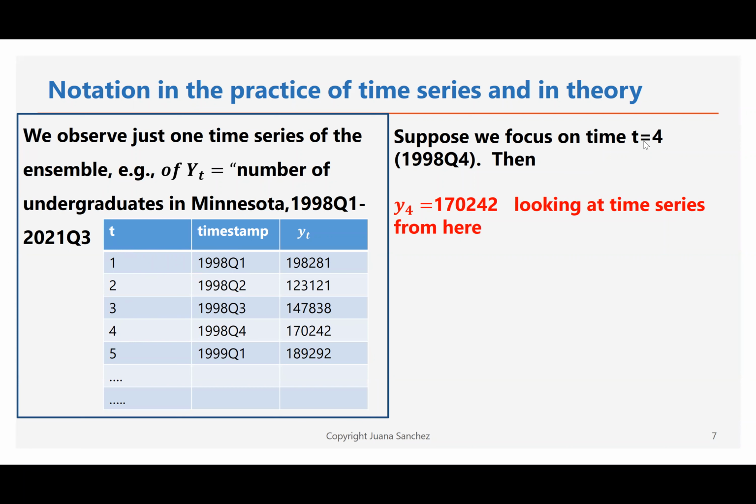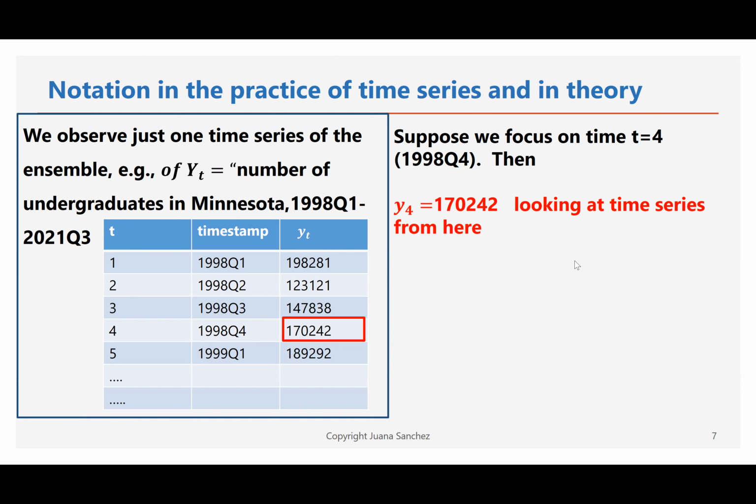So our time t, let's say we start at time t equal 4, which is the 4th quarter of 1998, right? Suppose we are here, and the value is 170.242 for y. So we say y sub 4, and again, this is the notation we use, or you could replace it with y sub 1998 Q4. But for modeling, we use this notation, little t. It will be for writing our models.